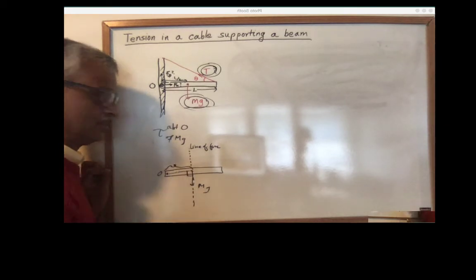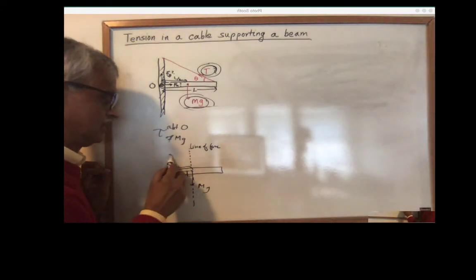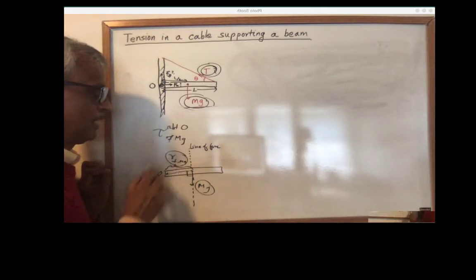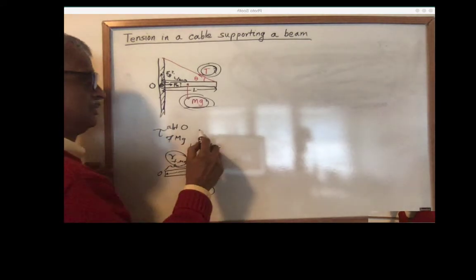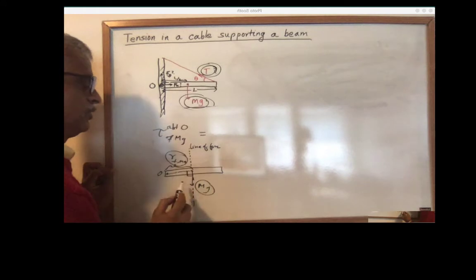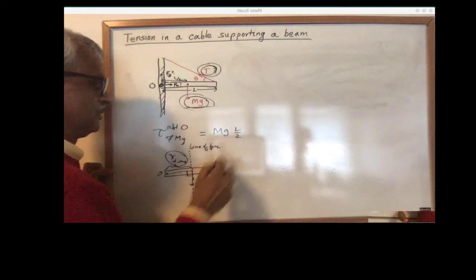That distance will be the lever arm of this force, and that's just this is our lever arm of mg, and I take mg and multiply with that. So this I get, and this is equal to, in this diagram, is L over 2. So this is mg L over 2.